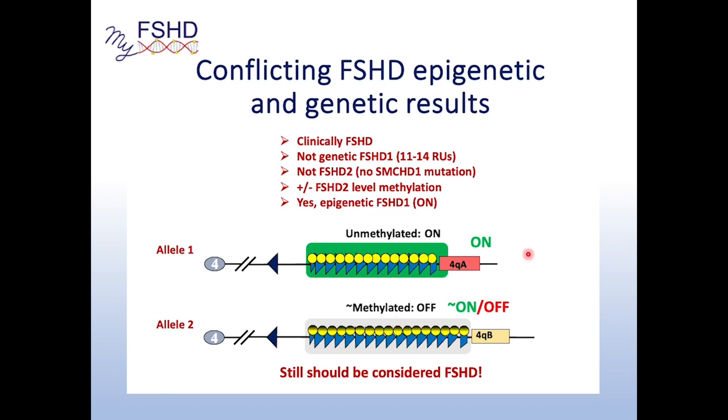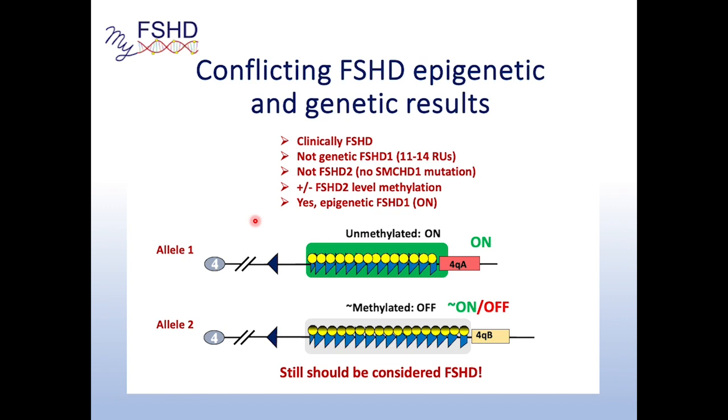So what happens when you get a conflicting result? If you're clinically FSHD and came to us for your research test result and we said, yes, you are epigenetically FSHD, go ahead and get your clinically approved test. Then you get your test and it comes back negative for FSHD1 and negative for FSHD2. What's going on? This has happened several times, and there are three possibilities. One, we're wrong and we don't understand why. That is actually the rarest possibility.